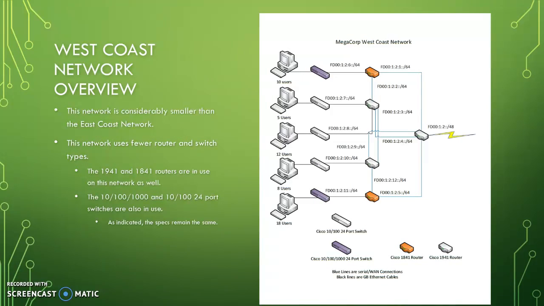The West Coast network. This network is a lot smaller than the East Coast network, but the demands are still the same. This one uses fewer routers and switches, but they still use the same type, except this one does not have the 2900 gateway router that we had on the previous network. And as indicated, all of the specs for these particular routers are going to stay the same, so that makes things a lot easier.